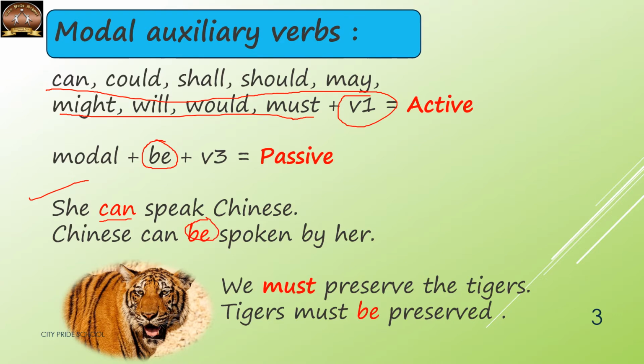Take the second example. We must preserve the tigers. Must is here, which is a modal auxiliary. So we will simply insert be after it in the passive voice. So tigers must be preserved. By us, again I'm telling you, it is not required. Why? There is a rule related to it. You will get to learn it in the coming slides. Okay.